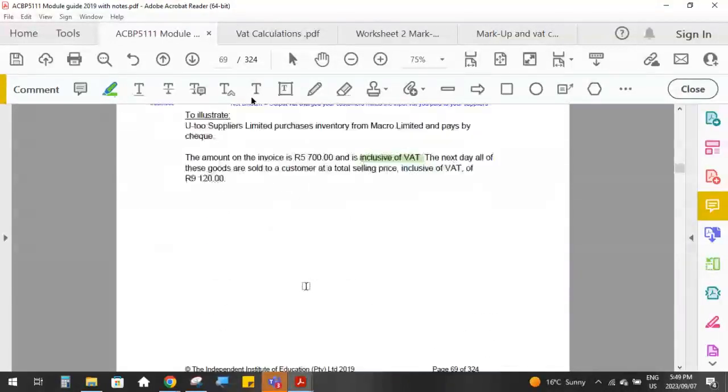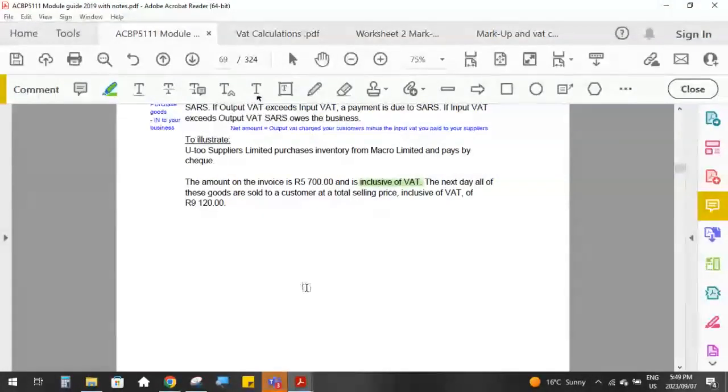I just want to see if there's anything here that I want to go through. I don't want to go through too much detail here.